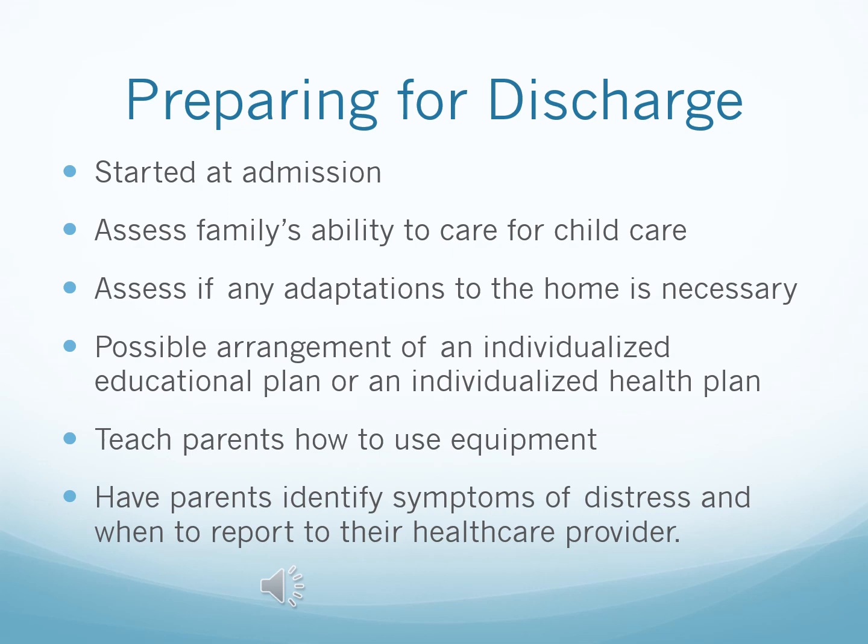So keep in mind when preparing for discharge, it is started at admission. So you want to assess the family's ability to care for the child. And what about, do they need childcare? Because the parents are going to have to return to work. Assess if any adaptations to the home is necessary, possible arrangements of any individualized education plan or an individualized health plan may be needed. So you might have to work with the school district for re-entry into school.